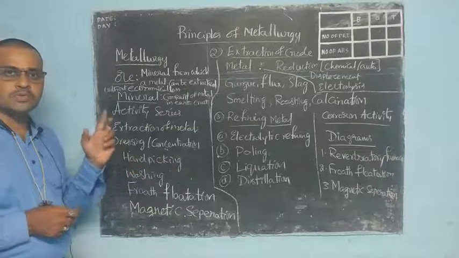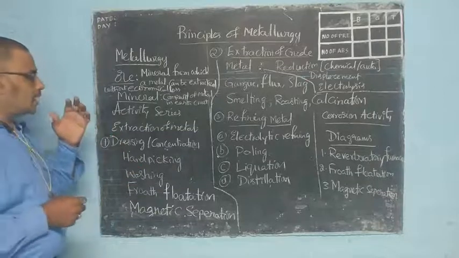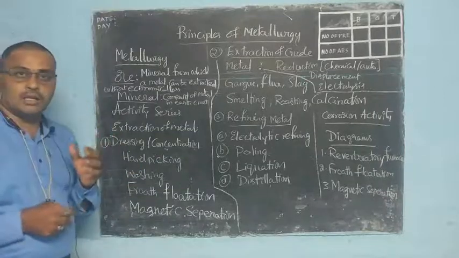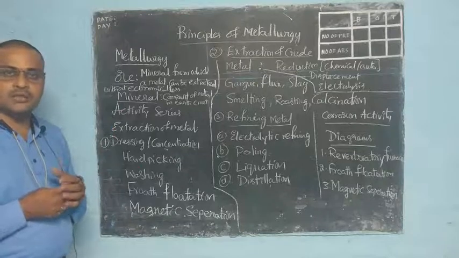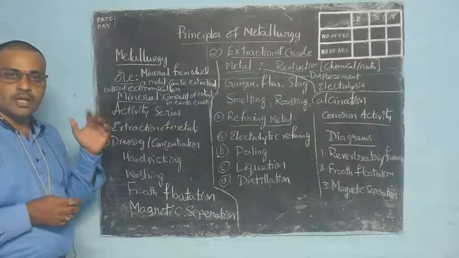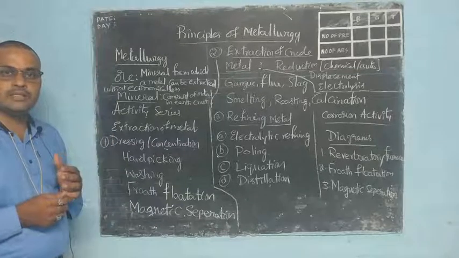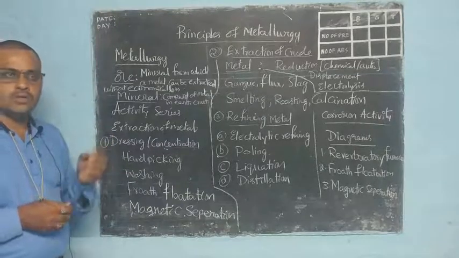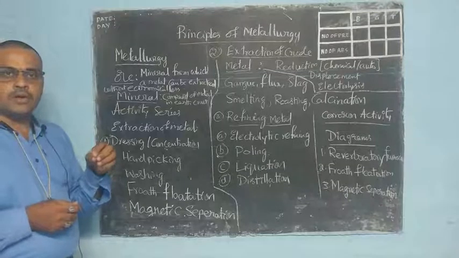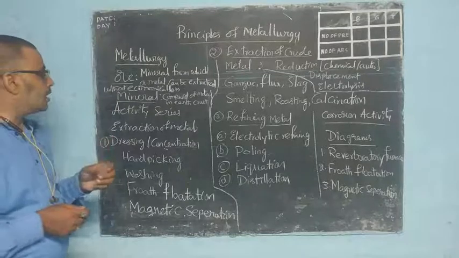So what is the difference between these two? We can extract the maximum percentage of the metal from the ore, and from the mineral also we will get metal, but the extraction of the metal from the mineral is very expensive, and we will also not get as much quantity as we get from the ore.